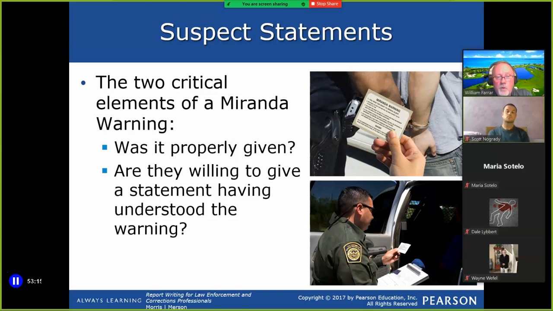Again, some critical elements of Miranda. Make sure that it was properly given, and are they willing to give a statement having understood the warning? Because remember, when they're going to give up their rights, if they're going to give you a statement, aren't they basically going to incriminate themselves? So that's why it's important to ask, do you understand all of these rights that I've explained to you? And having said that, if they say yes, then you ask them again, are you willing to talk to me right now about the incident that we're investigating, etc.